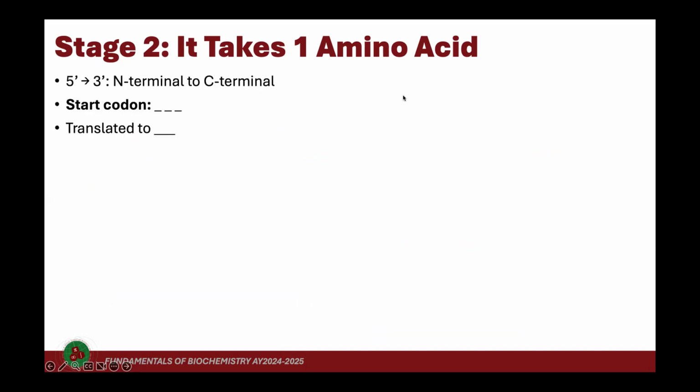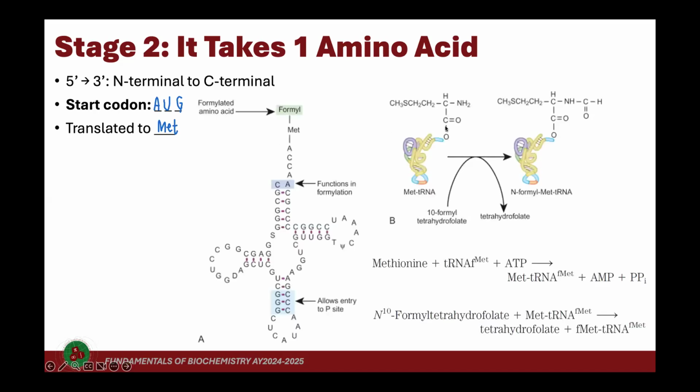So now let's go to stage two. Stage two is initiation. This is not yet elongation. For initiation, we need the start codon. Do you remember the start codon? The start codon is AUG, which is translated to what amino acid? It's translated to methionine. Now, for prokaryotes, this is not simply methionine, but it is a modified methionine.